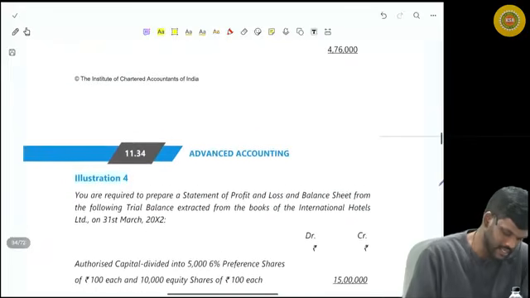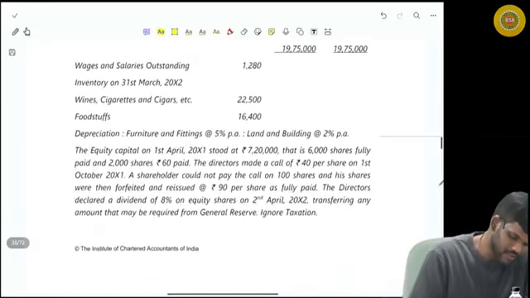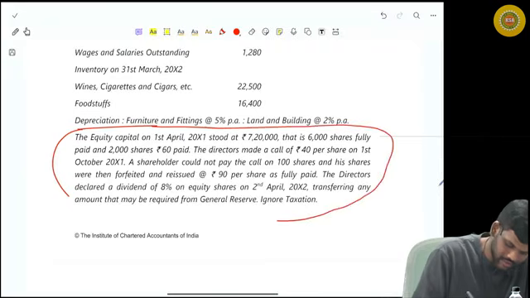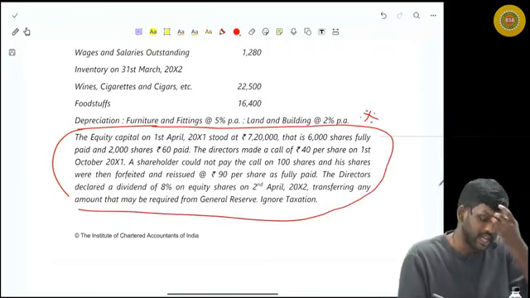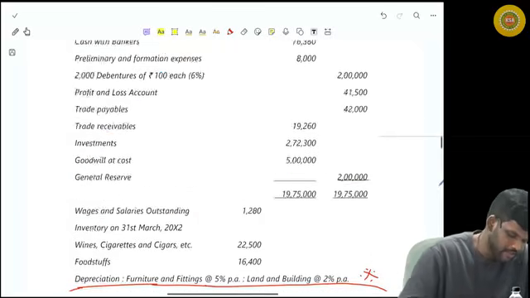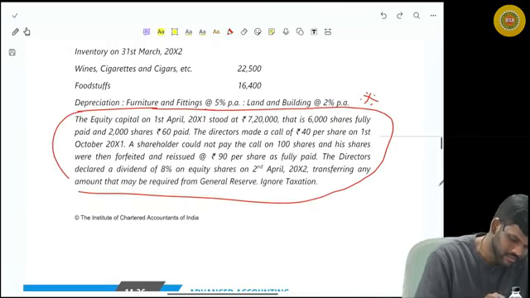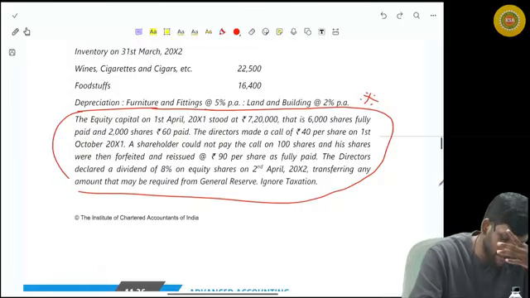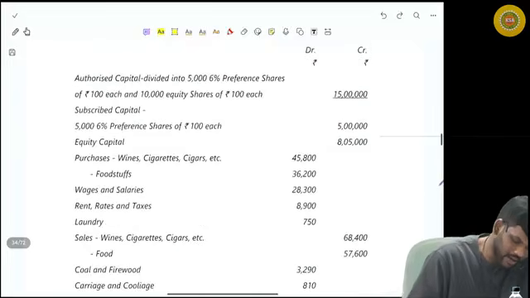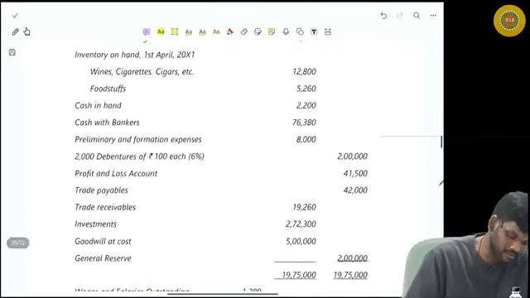Okay. Next interesting adjustment is in illustration 4. Illustration 4. The interesting adjustment which I want to discuss is this paragraph. Okay. Let's read it. Remember this is illustration 4, page number 11.35 in your study material. The equity capital on 1st April 20X1, guys. Here they're asking you to prepare balance sheet and P&L as on which date? 31st March 20X2. Okay, see that also properly.